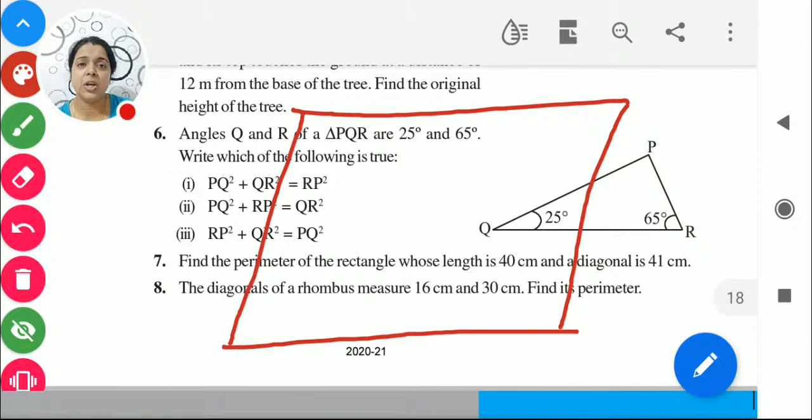This line is actually slant. Remember, this line is actually slant. So this is called a rhombus. Now it is talking about the diagonals that are given.